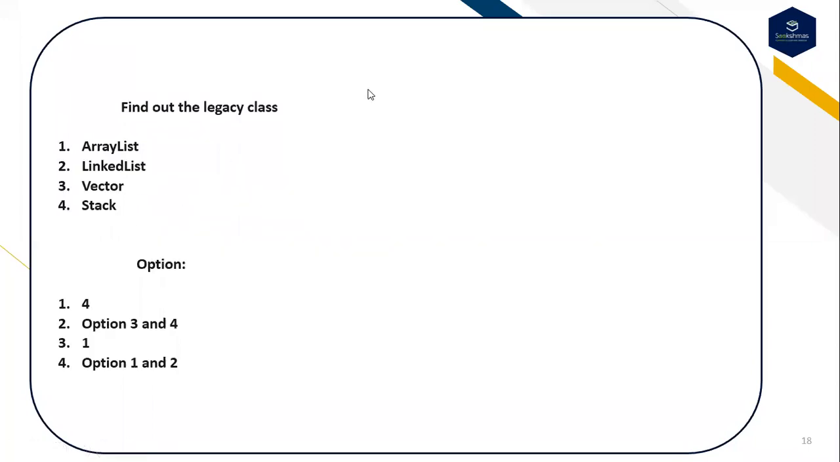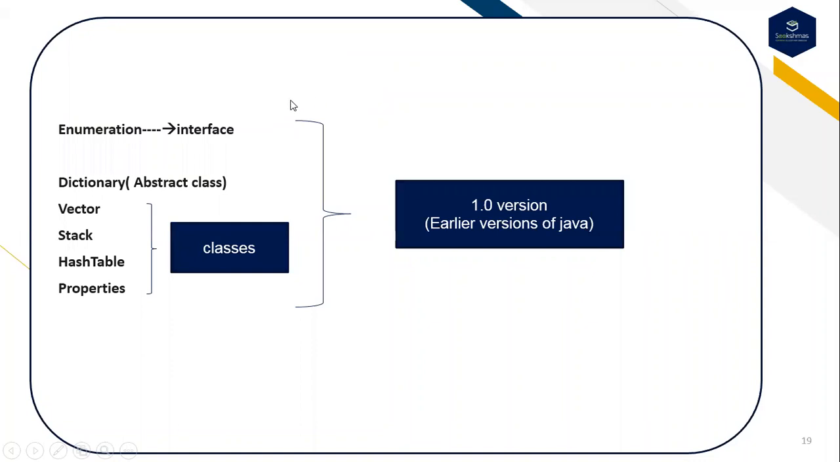Before that you have to understand what exactly a legacy class is. A legacy class is nothing but a class derived from the older versions of Java, the earliest version being 1.0. These are all legacy classes: you can take Vector and Stack, and another class is there. Hashtable is also a legacy class, Properties also belongs to the legacy classes, and Dictionary is there too, which is an abstract class. Enumeration is also a legacy interface. So: legacy abstract class, legacy interface, and legacy classes Vector, Stack, Hashtable, and Properties.